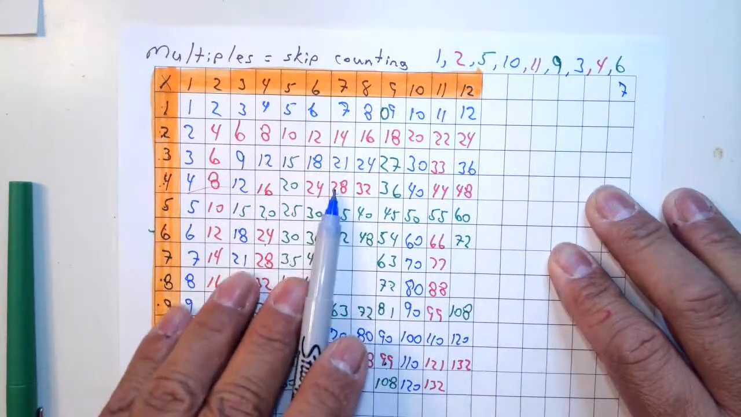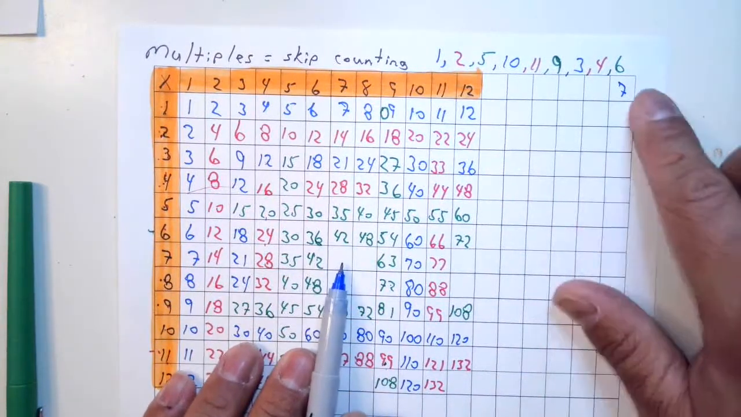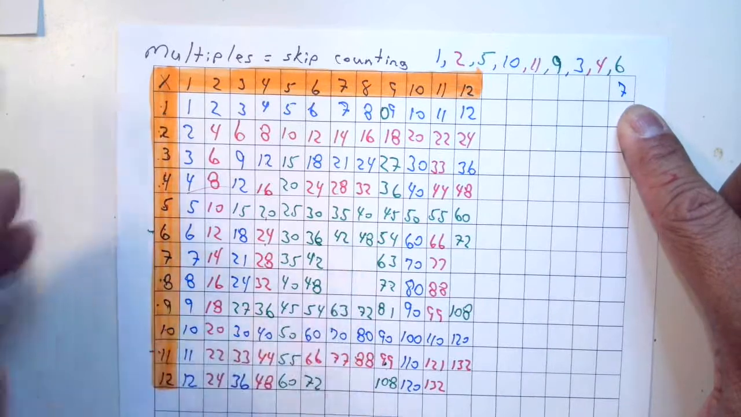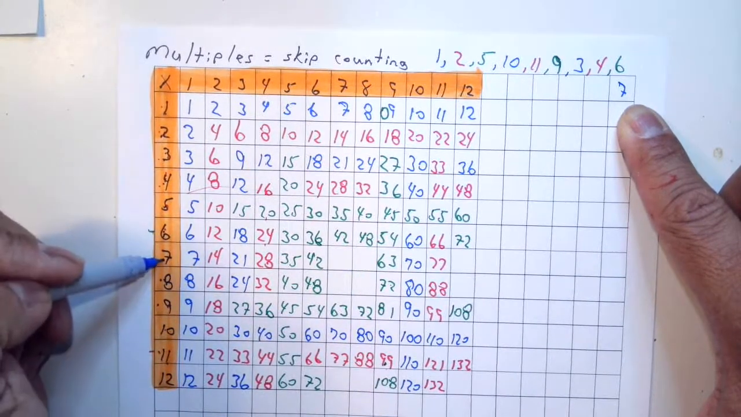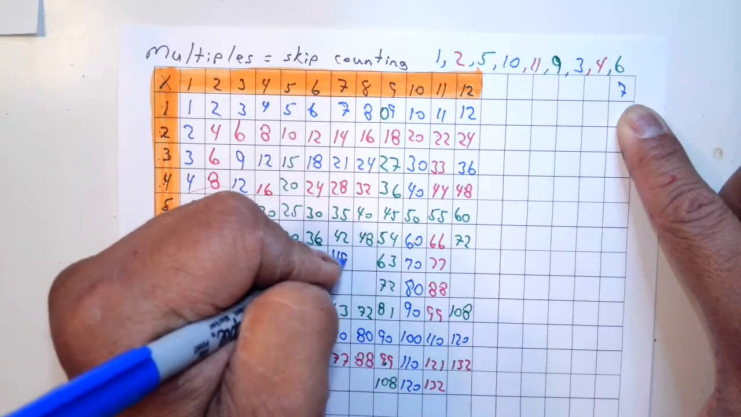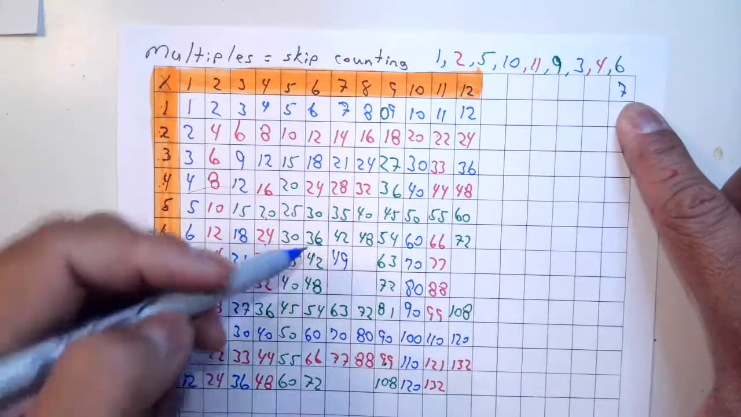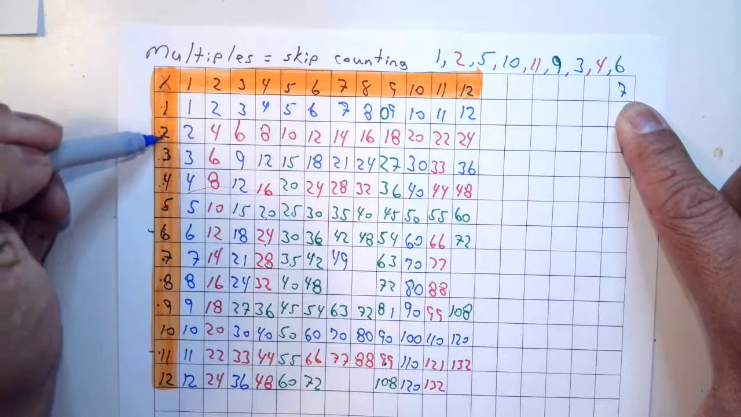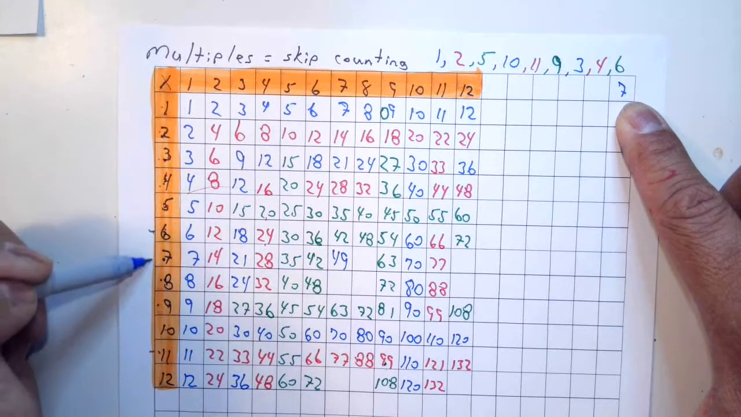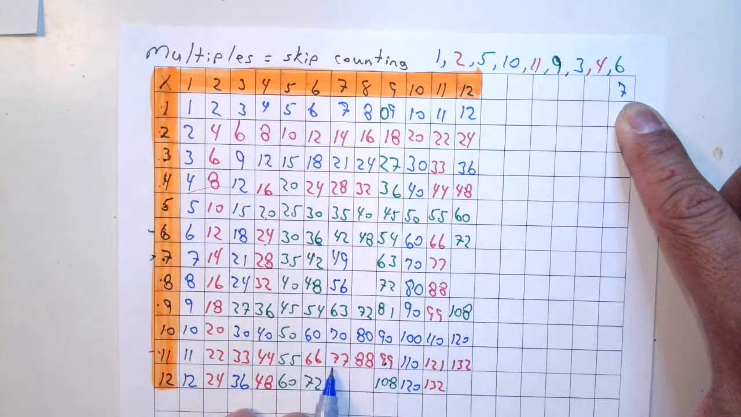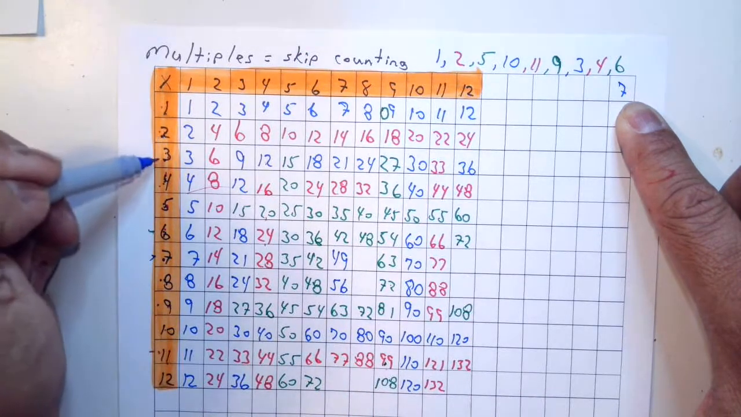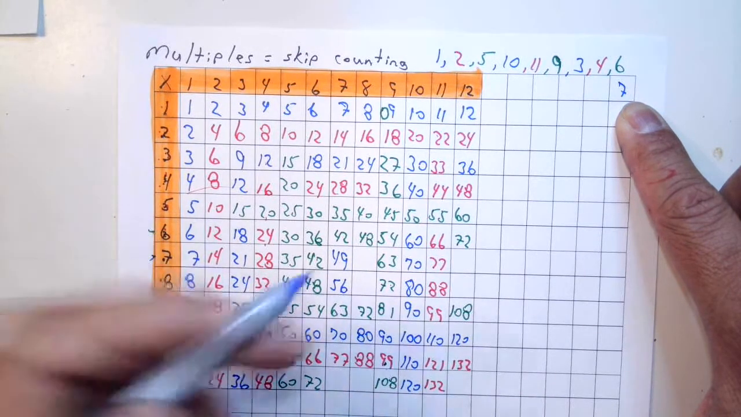7, 14, 21, 28, 35, 42. We're doing 7s. 42, 43, 44, 45, 46, 47, 48, 49. We stop on the 7th one because we're doing the 7s. 50, 51, 52, 53, 54, 55, 56. We already have these: 77, 78, 79, 80, 81, 82, 83, 84.